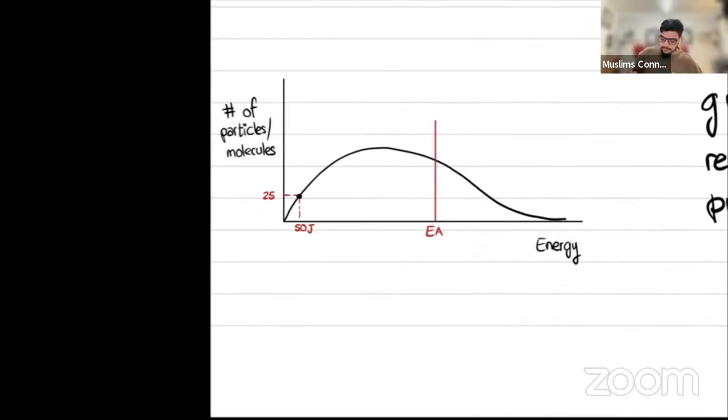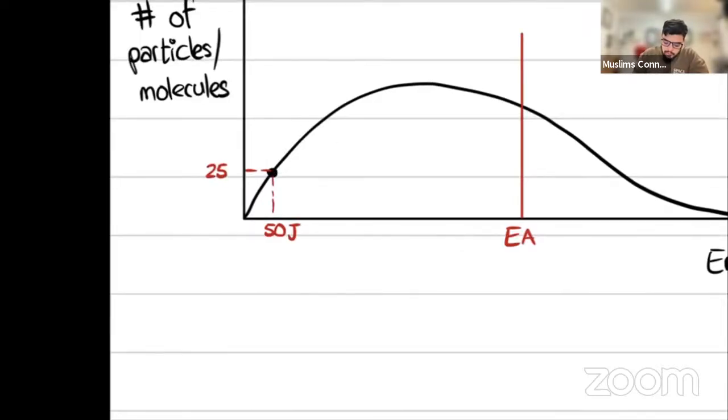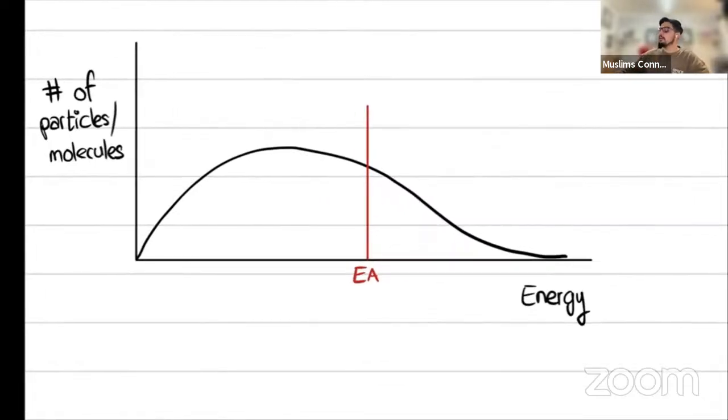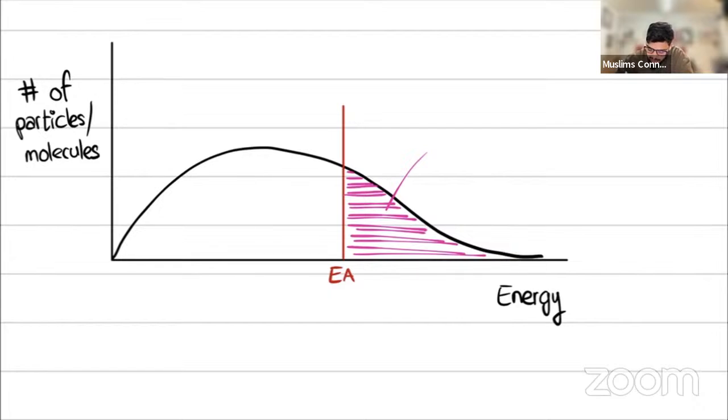So activation energy is a certain value, a certain energy along this graph. The way you can also think of it is, obviously the higher we go, the more molecules we have, 50 molecules, etc. Now, we represent the activation energy by a line for a good reason. It's because everything after the activation energy, all the molecules here, obviously return a value to the y-axis. These are the particles with effective collisions.